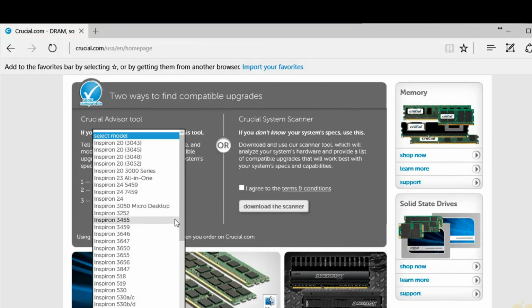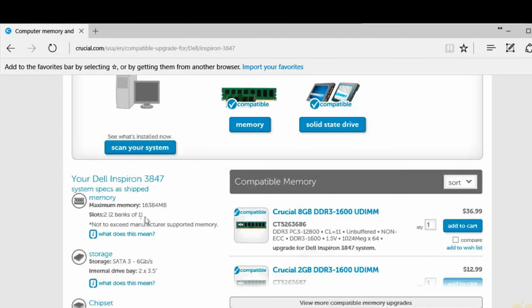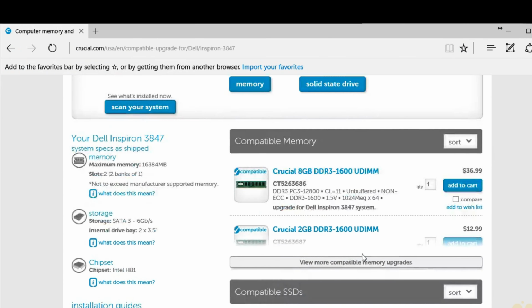Let's pull down the models. I literally think I may have had the 3847. So we'll go ahead and say, find the upgrade for this system. How much memory can we have in this system? There are 2 slots, 2 banks of 1. So we could go ahead and order two 8-gig kits. But look at this price, by the way, very affordable. So for this system, we'd get 2 of these 8-gig kits.